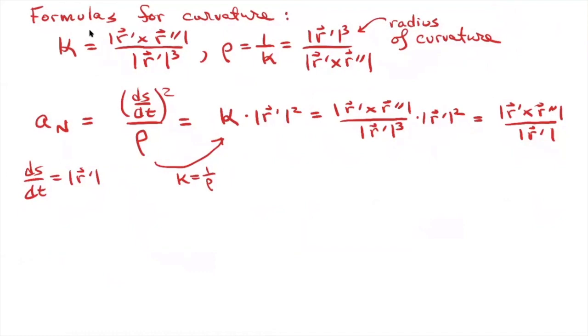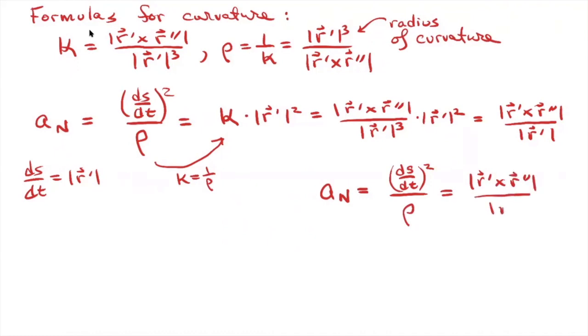Okay, so I'll summarize that. AN, which was, what was the first formula? It was ds over dt squared over rho, can also be written as the magnitude of r prime cross r double prime over the magnitude of r prime. We'll do a summary with all these formulas. This is just a pile of formulas. This is what it is.